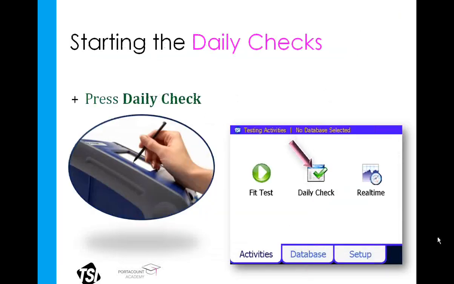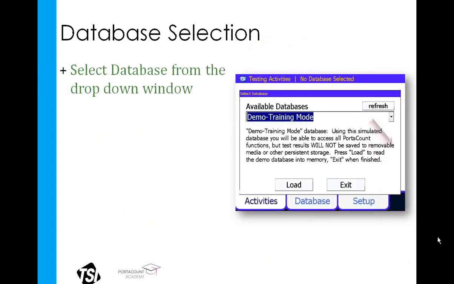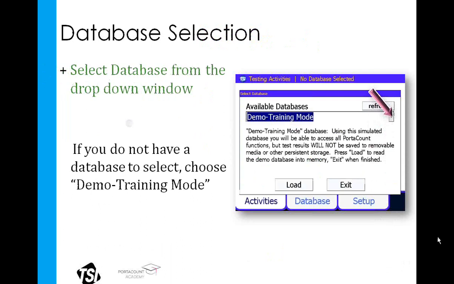I'd like to begin this class by stepping through the daily checks process so as to familiarize yourself with the various screens and the daily check options. So from the touch screen of the PortaCount Pro, I want you to tap on the daily check icon. After selecting to do most operations on the PortaCount, you're going to be prompted to select an active database for which to save the data to.